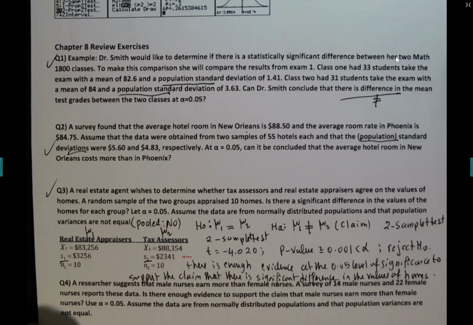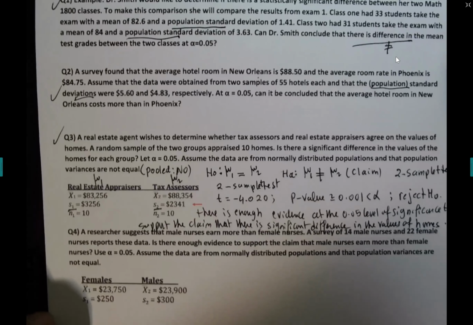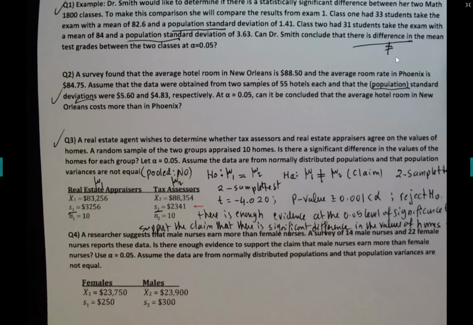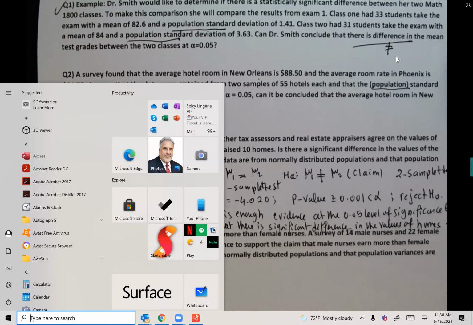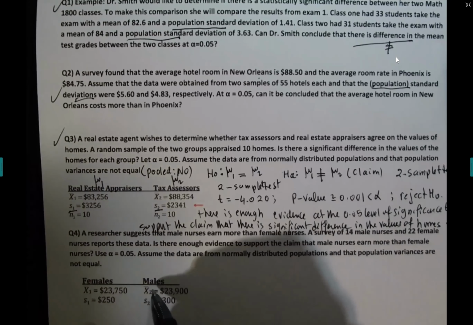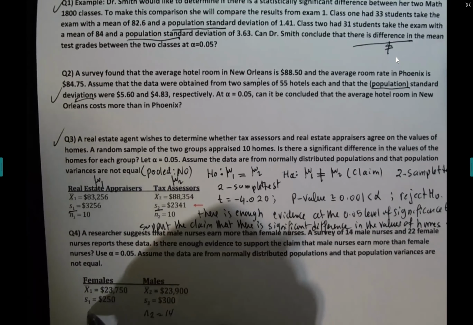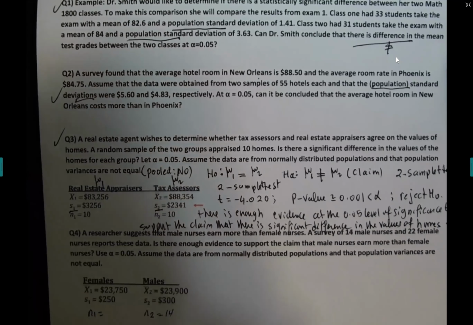It is a 2-sample t-test, and I think we have one more question covered in section 8.2 here. We're going to do that. All right. A researcher suggests that male nurses earn more than female nurses. A survey of 14 male nurses and 22 female nurses. 14 male, since the males are labeled number 2, so it's going to be N2. And this is N1, equals how many females? 22.